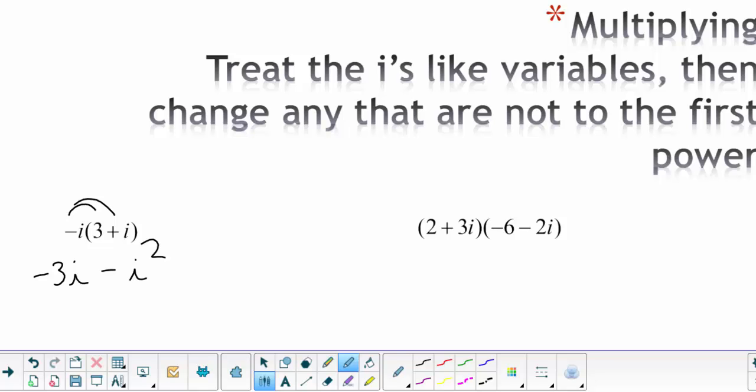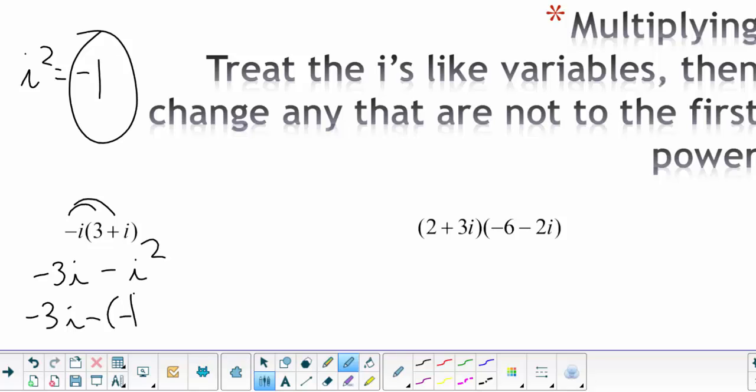So when we think back to our previous slide, what do we know i squared equals? What does i squared equal? Negative 1. And for the most part, we're not going to worry about anything above i squared when we practice these. So whenever we come across an i squared, we need to replace it with a negative 1. So that's exactly what I'm going to do. I'm going to go negative 3i minus negative 1. And now I need to rewrite it. Two negatives make a positive. I'm going to put my real part first: 1 minus 3i. Now we have it in standard form.